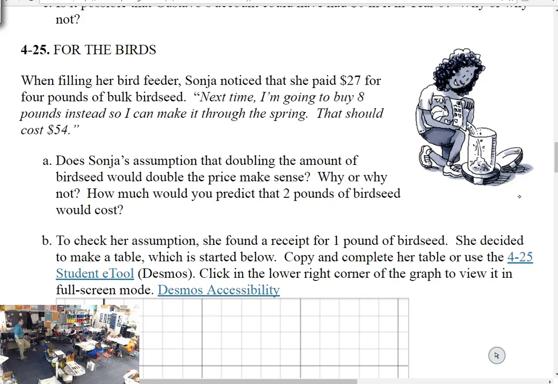I'm not going to give you any intro at all. With your team, look at 25, helping Sonia buy some birds. I'm not going to say anything else.